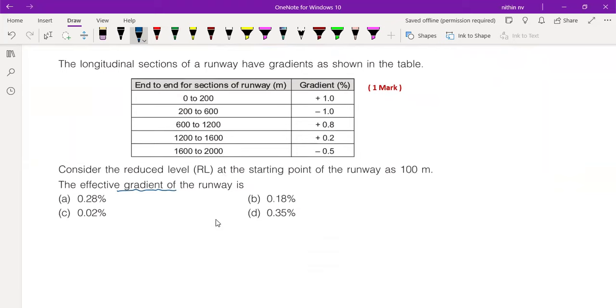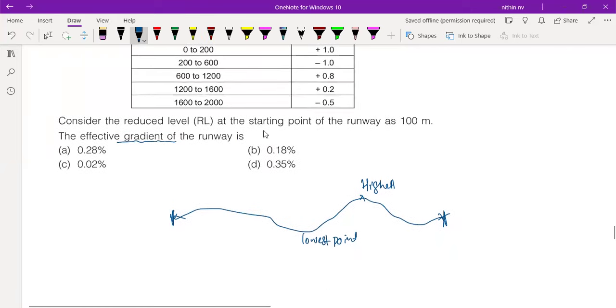Now, to calculate the effective gradient, first of all, we need to know the concept, what we need to do. Suppose you are having a ground somewhat like this, okay, let me draw a rough sketch. Effective gradient means the elevation difference between the highest point and the lowest point. First of all, we need to take that. This highest and lowest can be anywhere in this stretch from the starting point to end point. It can be at the starting point, it can be at the end point, it can be intermediate anywhere. So you just take the difference between the highest point and the lowest point.